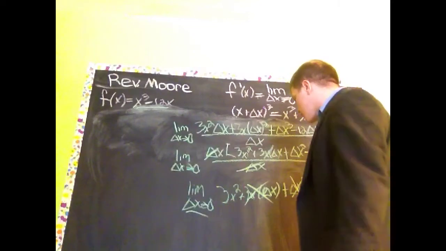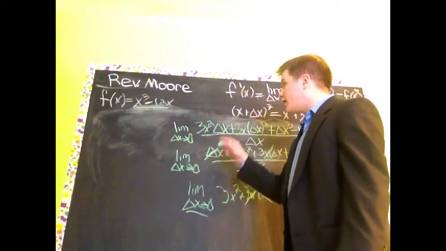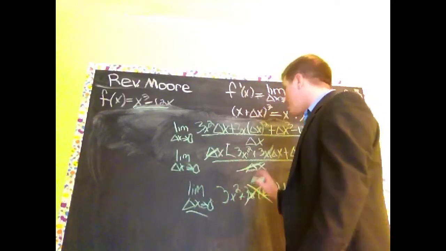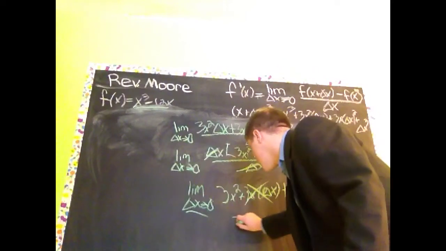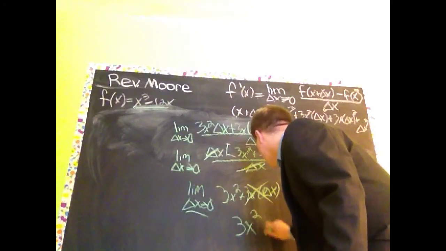So now we have our final result. The derivative of x cubed minus 12x is 3x squared minus 12.